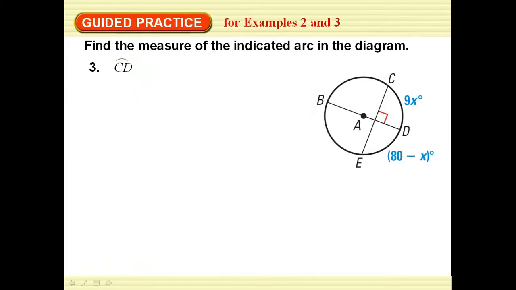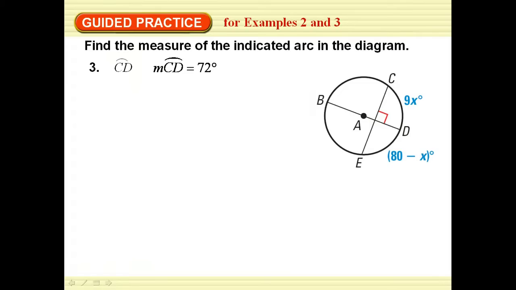Find the measure of the indicated arc in the circle. This is your guided practice here, so give it a try. What I know is that the measure of arc CD will come out to be 72 degrees. Now let's look at how we found that. Since BD is a diameter and it is perpendicular to CE, I know that BD bisects both the chord CE and the arcs that are formed.